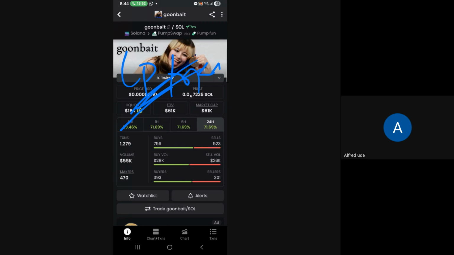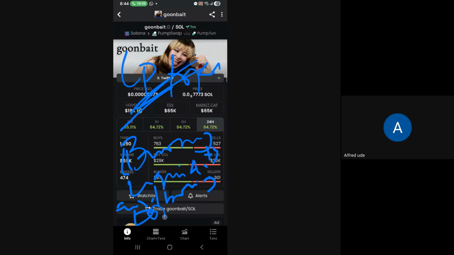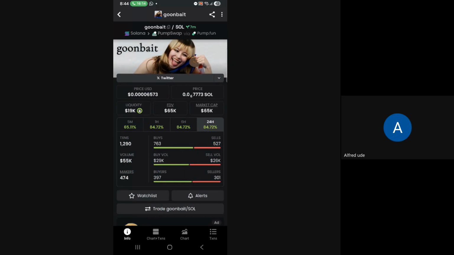Now, there is a difference between burning liquidity and burning tokens. When you burn tokens, you send the tokens to what we call a dead address. When you burn a token, you send it to a dead address.